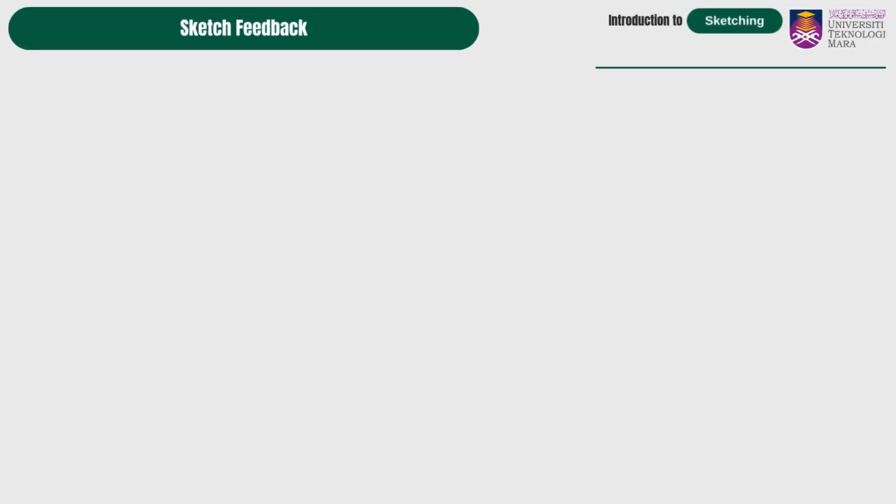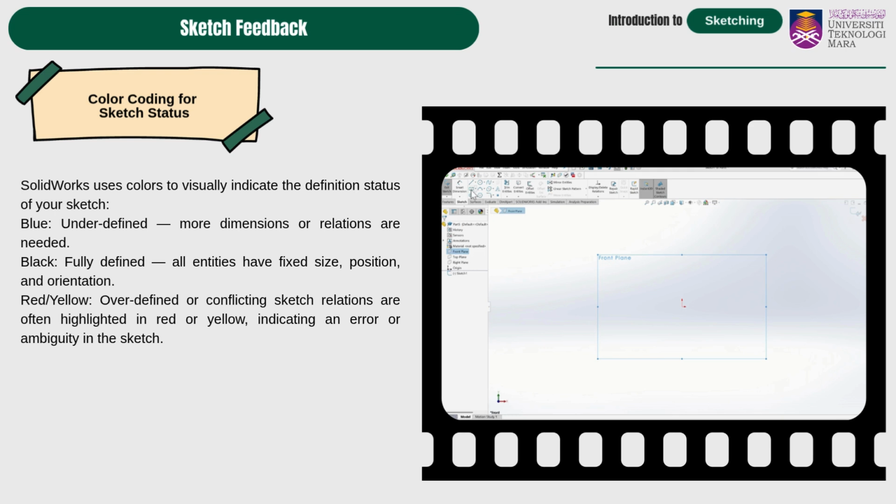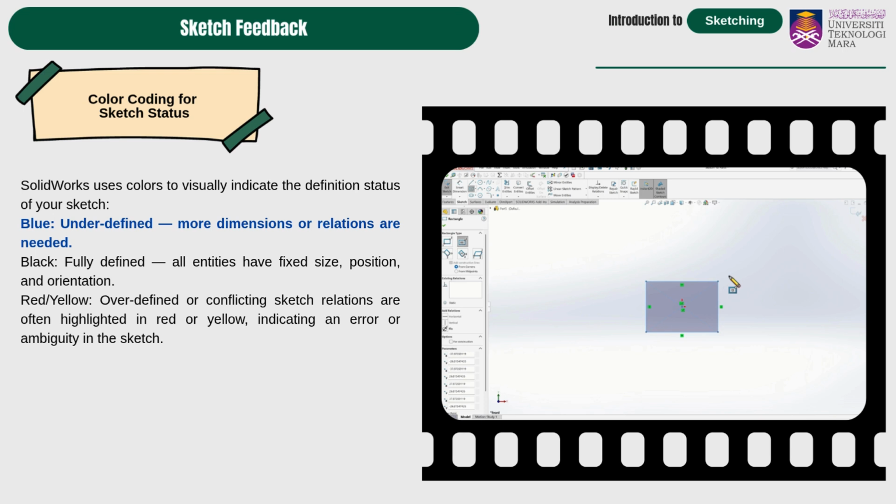Next in our sketch feedback tools is color coding for sketch status, one of the most useful ways to instantly know the health of your sketch. SolidWorks uses colors to visually indicate whether your sketch is fully defined, underdefined, or overdefined. Blue means your sketch is underdefined. Some dimensions or geometric relations are still missing. This means the size, position, or orientation of certain entities can still change unintentionally.